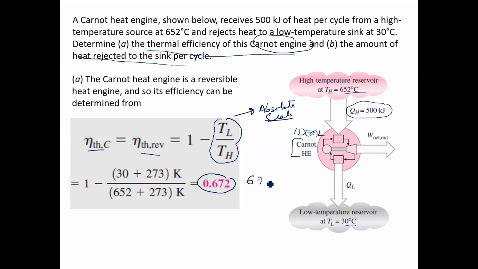That means 67.2% of this heat energy could be converted to work at max. That is the maximum. The remaining has to go to the low temperature reservoir. It could be less, but the certainty is that you cannot have more than 67.2% of this heat converted into work.